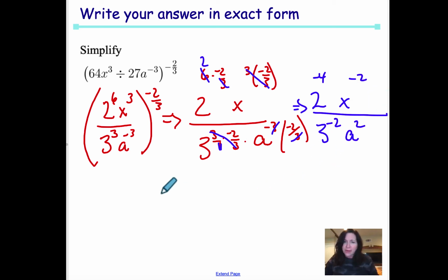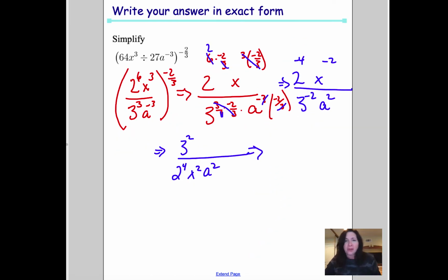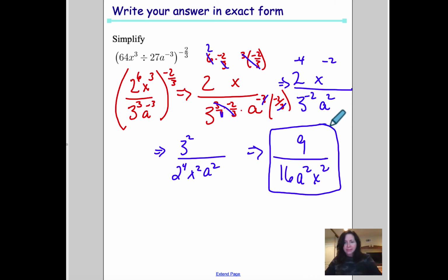All right, so now rewriting this one more time, we've got 2 to the negative 4, two more times, 2 to the 4th, x to the negative 2, that's x squared down here. See how I move it down to the denominator? It changes the sign. 3 to the negative 2 is going to be 3 squared, and a squared is going to stay down here. So the last answer here is just going to be rewriting it one last time, which was 9 on the top. 2 to the 4th, so we have 16, a squared, and then x squared. And you're done. Okay.